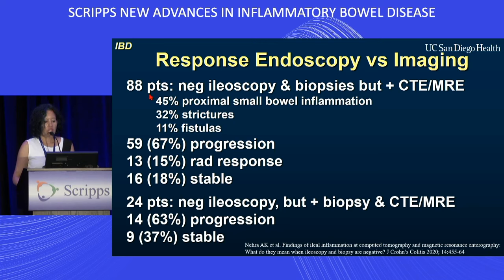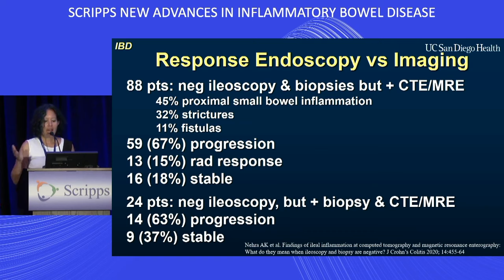So of those patients, when we had a discrepancy between the endoscopic and path assessment and the imaging, 67% of those actually subsequently progressed to worsening disease. So it's telling us that we should be adding this information together as opposed to discarding it when it doesn't make sense with each other. 50% had a radiologic response that got better over time, and 18% were stable. And looking at those that had negative ileoscopy, but the biopsy ended up being positive, and the enterography was positive, those also had a significant amount of progression in disease in the future as well.